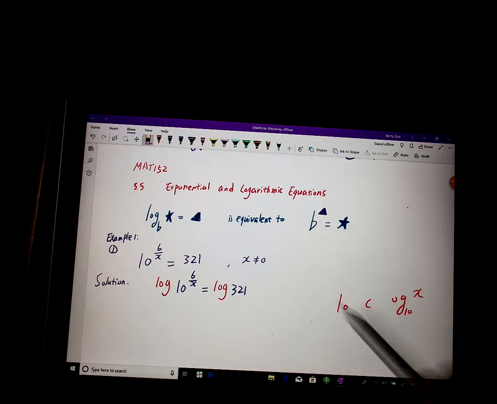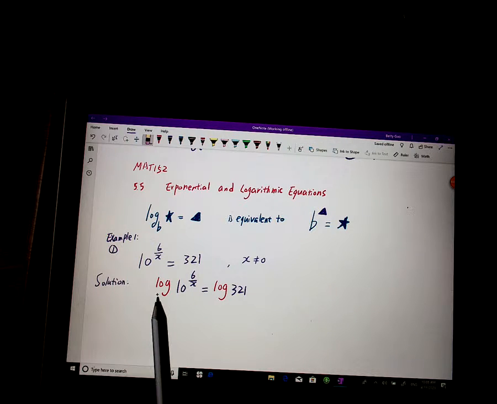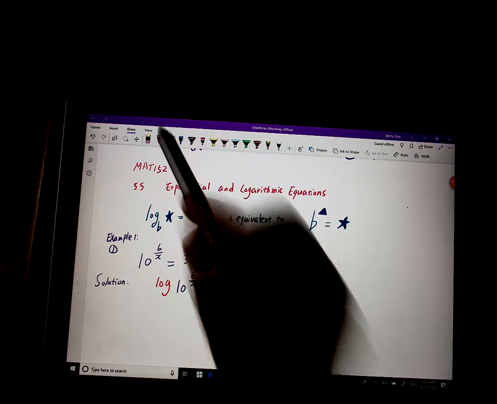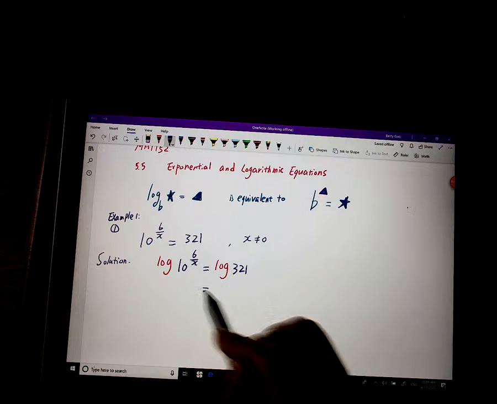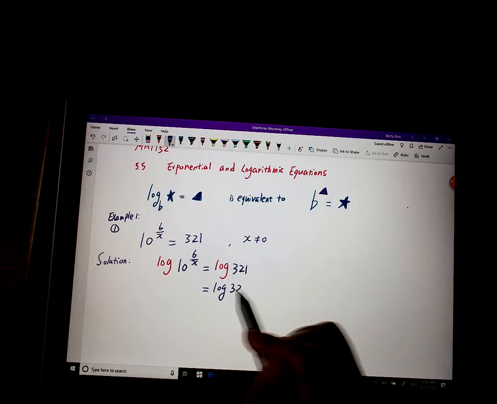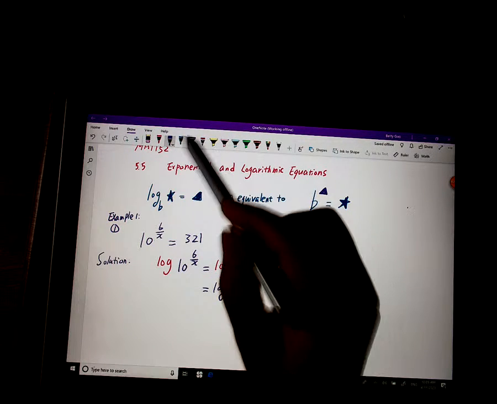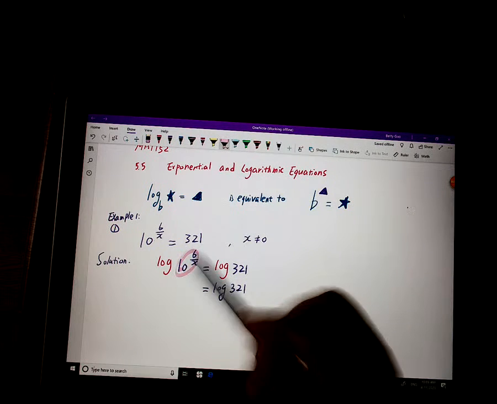If we have an equation and we treat both sides of the equation the same way, like what I just did, I apply the operator or function common logarithm log on both sides, then the equation would remain the same. Now let's see what will happen after this step. On the right, we have log 321. On the left, we have a common logarithm with base 10 to the power of 6 over x. The antilogarithm is a power.